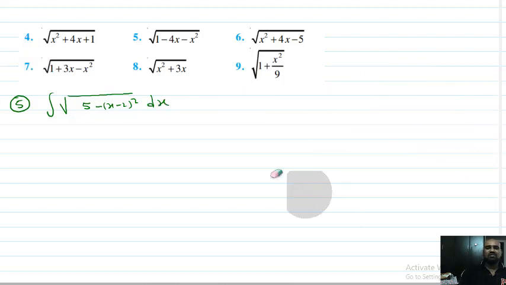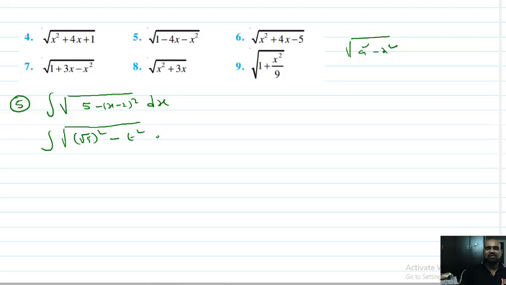Okay students, always I want to convert this into the form of root over a square minus x square, or a square means k square, or a square means t square, like that. So that's why I write root 5 square minus t square dt, since x minus 2 is taken as t, linear, no? Differentiating is not affected, dt and dx are the same. Now here also minus, just like the previous problem. Fourth also minus, fifth also minus.